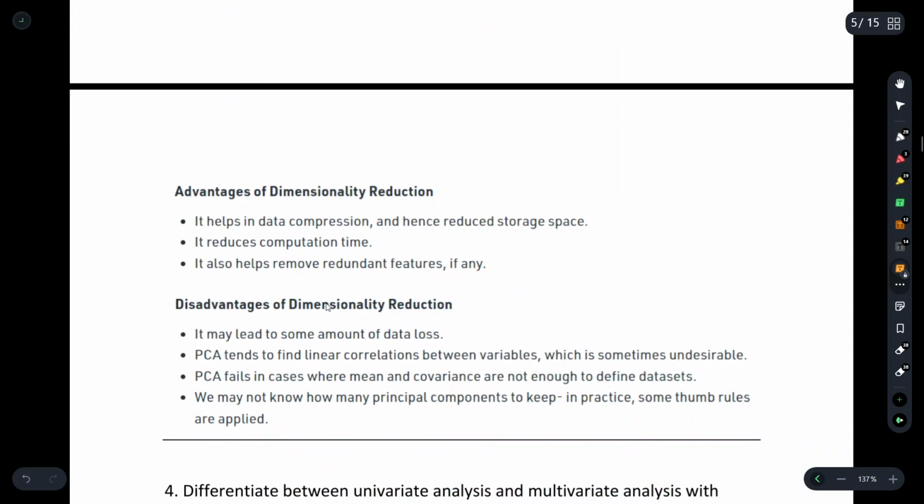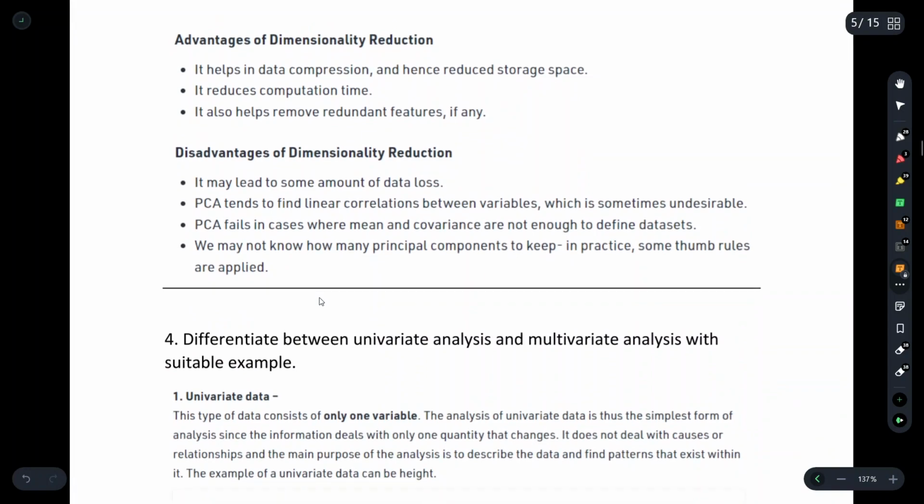So the advantage of dimensionality reduction is, obviously, if the features of that particular algorithm get reduced, then storage space will also get reduced, right? It reduces computation time. It also helps remove redundant features. Disadvantages of dimensionality reduction: it may lead to some amount of data loss sometimes because of some mechanical errors. Some of the data gets lost. PCA fails in cases where mean and covariances are not enough to define data sets. We may not know how many principal components to keep in practice. Some thumb rules are applied.